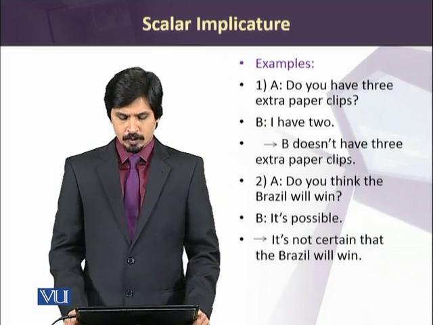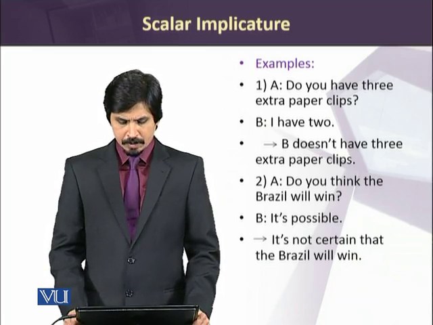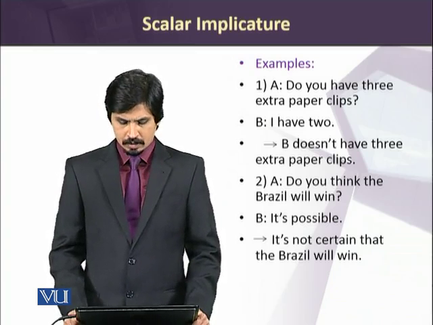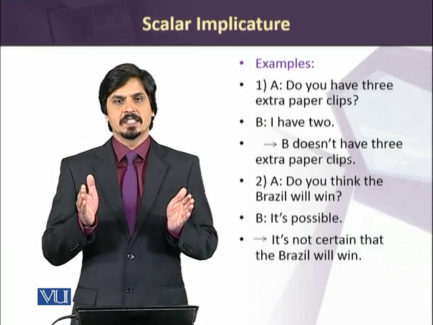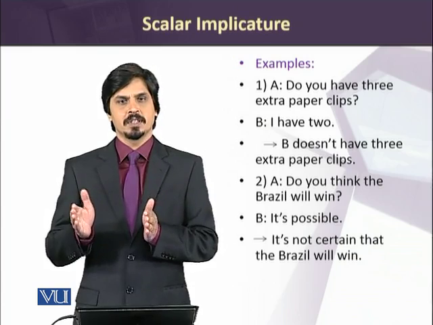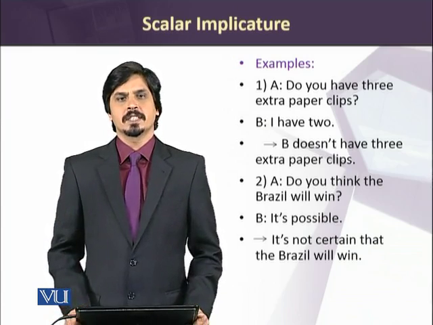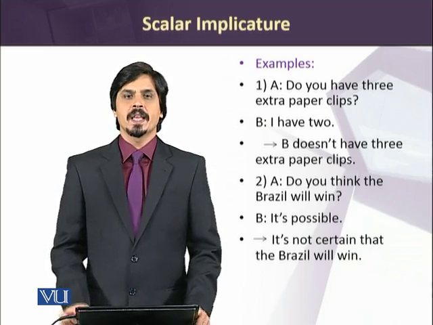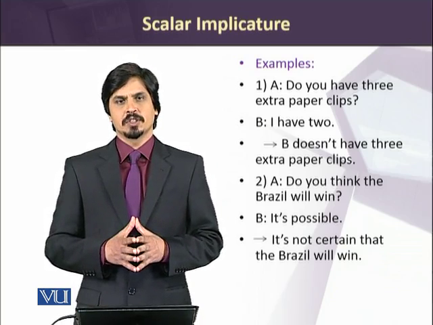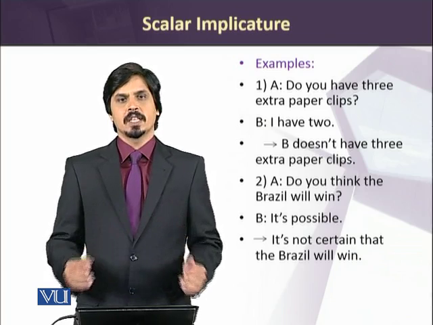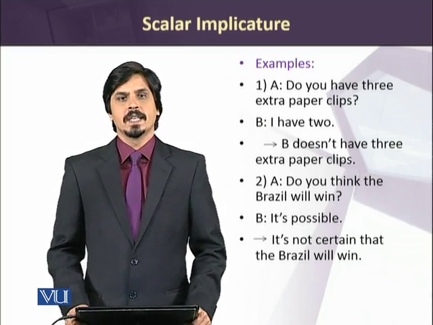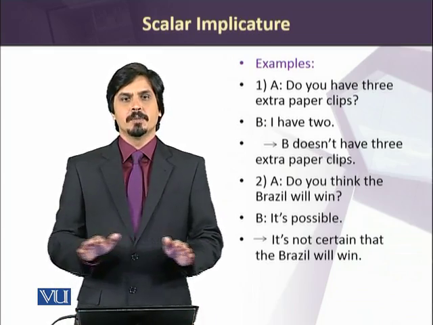Similarly, in the second example, participant A says, do you think Brazil will win? Participant B says, it's possible. That means it's not certain that Brazil will win. So we can see that on a scale of certainty: possible, more possible, certain, etc. We could develop a scale of such things based on our information, and they can help us to implicate the meanings of such words in the generalized conversational implicature category. So overall, such implicatures help us to see things and their implied meanings, based on the relative or scalar terms available on a certain scale.